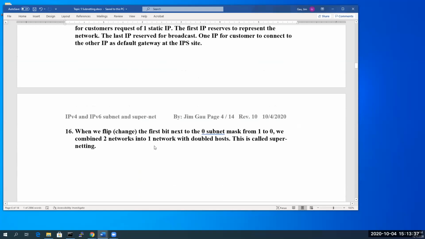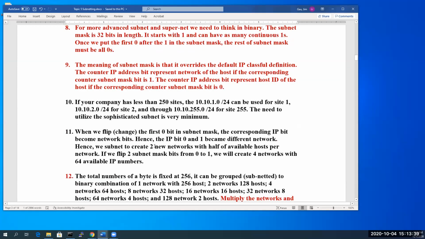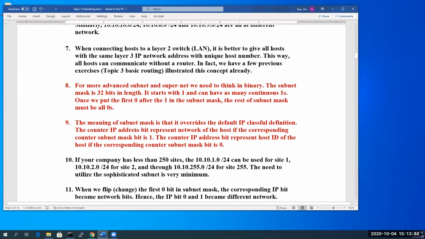All right, so let's take a look at this number 9 again. So the meaning of subnet mask is that it has a corresponding part of the subnet mask. If the subnet mask is 1, that particular bit of the IP represents a network. If the subnet mask is 0, then that IP bit corresponding to the 0 subnet mask belongs to the host.